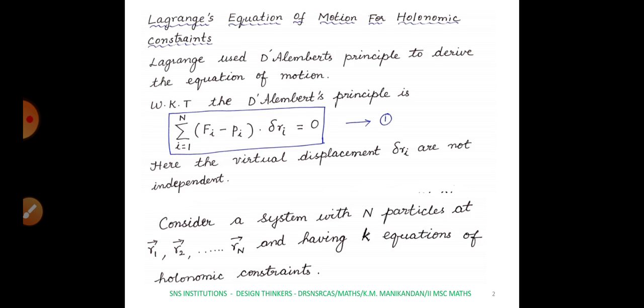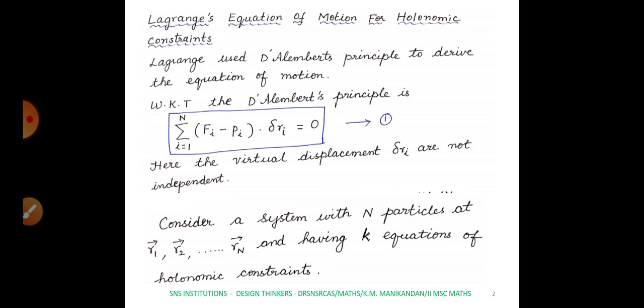We know that D'Alembert's principle is the summation over i equal to 1 to n of (Fi minus Pi dot) dot delta Ri equal to 0. Here Fi represents the external force and Pi is the generalized momentum. Delta Ri is the virtual displacement. Here the virtual displacements delta Ri are not independent.